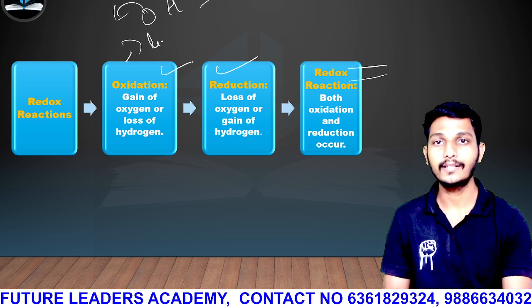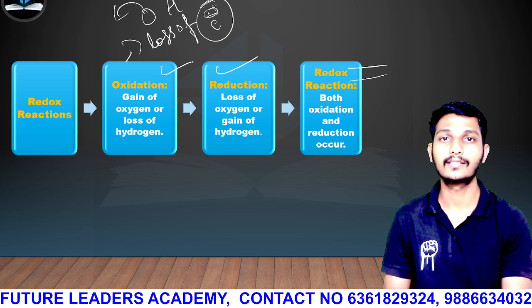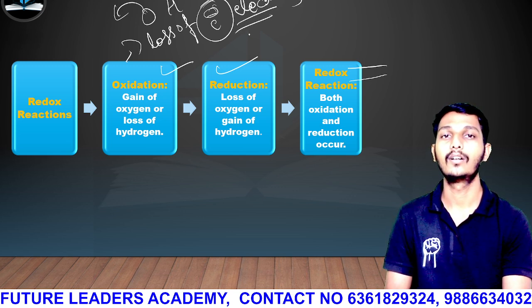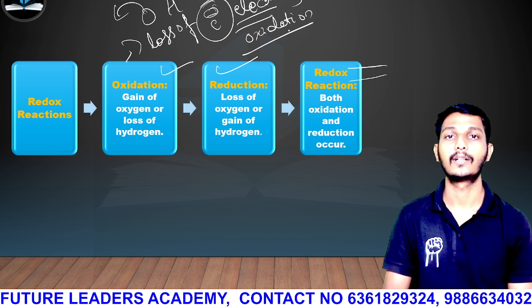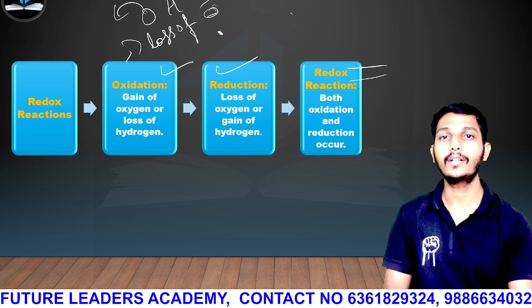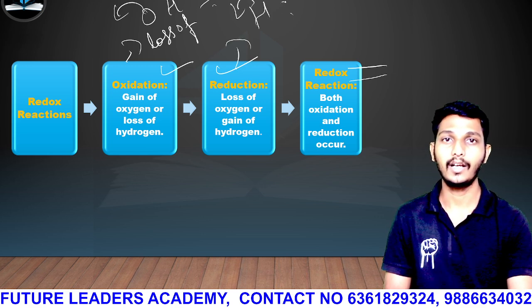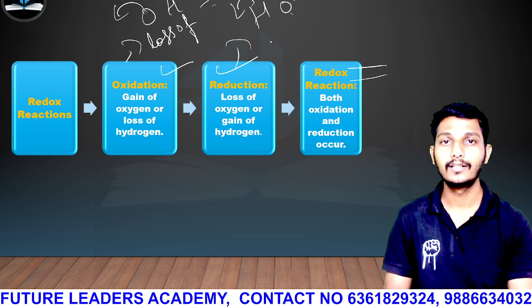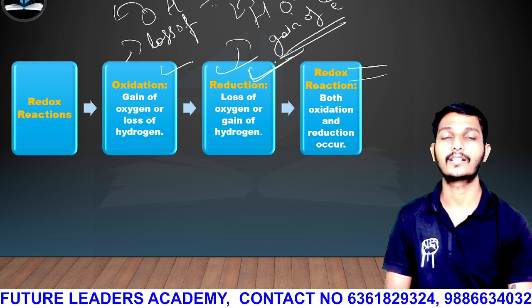Or else we can say loss of e-, meaning electrons. Loss of electrons is oxidation. And then, what is reduction? Reduction means hydrogen is taken in and oxygen is removed, or gain of electrons. That is reduction.